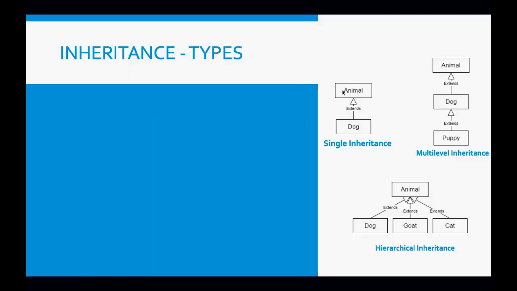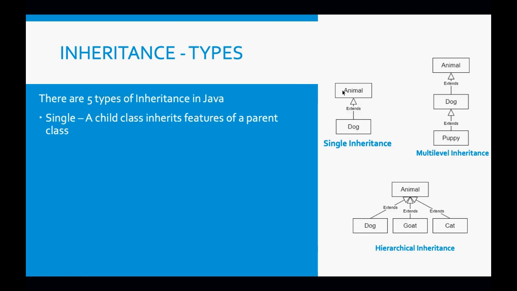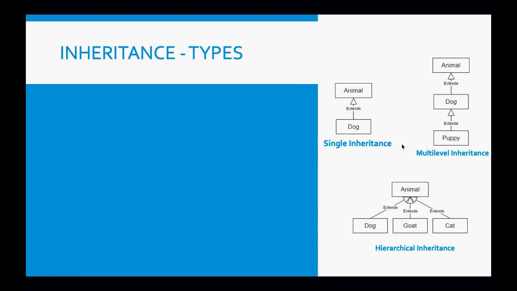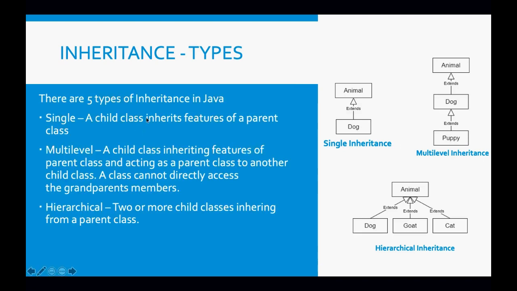We've got 3 types of inheritance in Java. We've actually got 5, but in Java there are 3 types that are mostly used: the single inheritance, the multi-level inheritance, and the hierarchical inheritance. So in a single inheritance, one child class inherits the features of a parent class. In this diagram here, we can see that there's a parent class called animal, and the dog extends and gets properties from animal. We'll do an example of each of the types of inheritance just to give you a better idea of inheritance and its types.